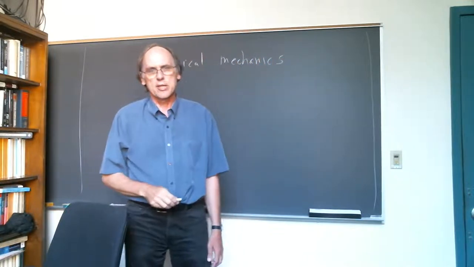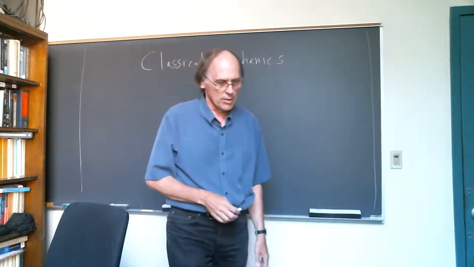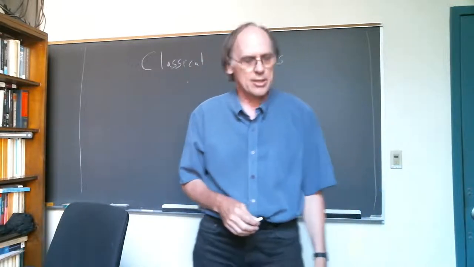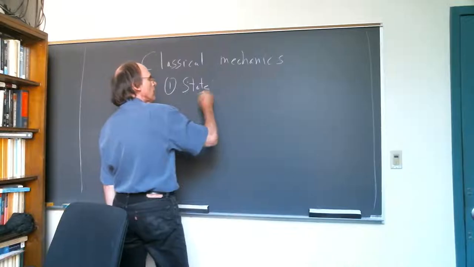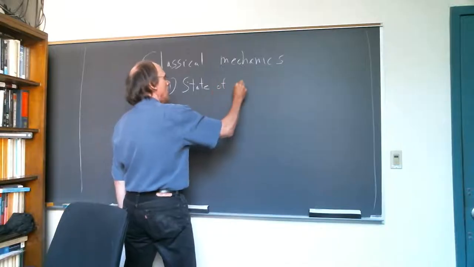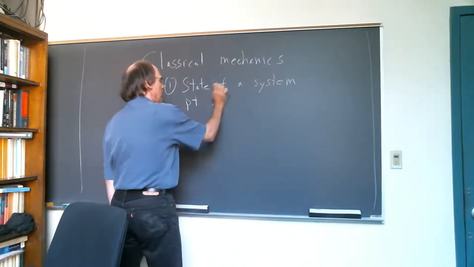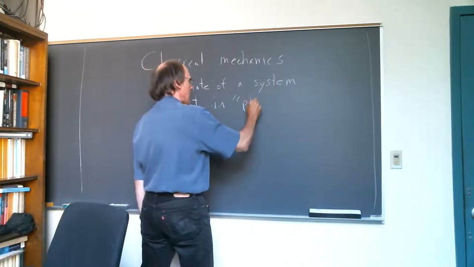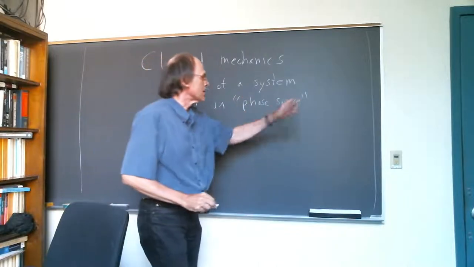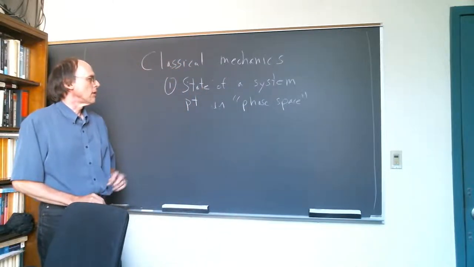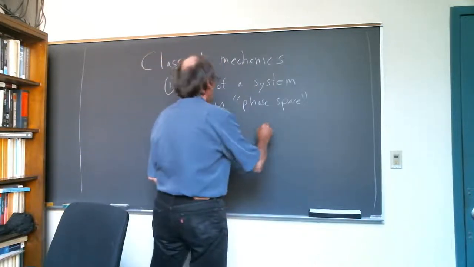Classical mechanics is a large subject, and we'll also be going over some of this as the course goes on. But in very rough terms, one way of thinking about classical mechanics is that it says that the state of a system is a point in what we'll call phase space. If you've taken a class in mechanics, this is a thing that's labeled by coordinates and momenta.